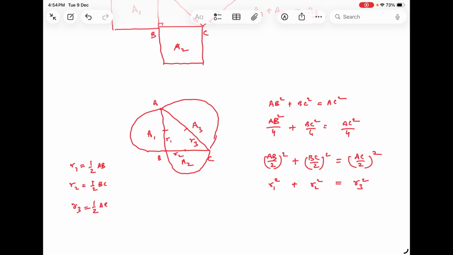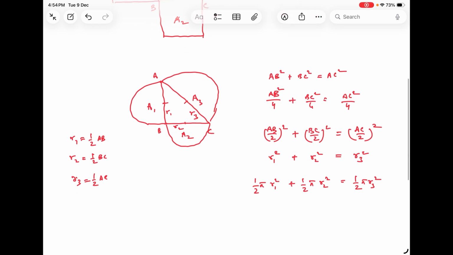Now, what is the area of a semicircle? It is half pi r square, right? Half pi r square. So I can multiply both sides by half pi. Now half pi r square is the area of the semicircle, so I write A1 plus A2 is equal to A3.